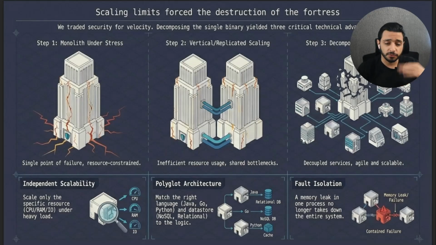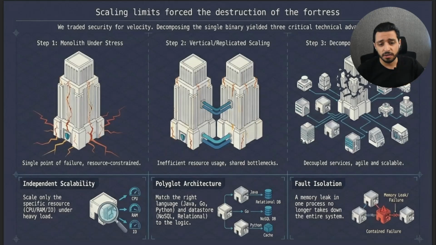This shift provides three critical technical advantages. First is independent scalability. You can scale specific services horizontally based on their individual resource demands, like CPU, RAM, or I/O, without affecting the rest of the system. And the second is that different services can be written in different languages like Java, Go, Python, and use different data sources like NoSQL, relational, or graph.